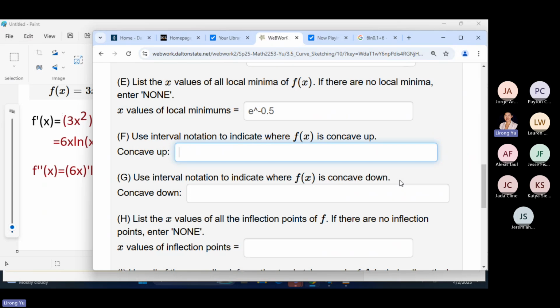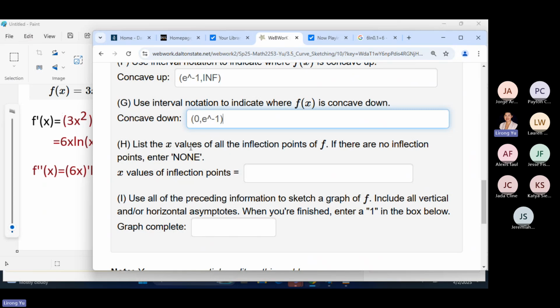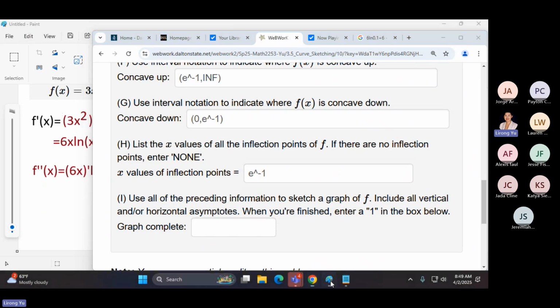All right, so the interval for concave up is from e to the -1 power to infinity. It was concave down first, from 0 to e to the -1 power. That's the interval when it's concave down. And we have the inflection point, that's the point at e to the -1 power. And we were supposed to sketch it.